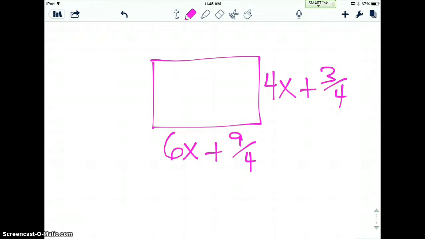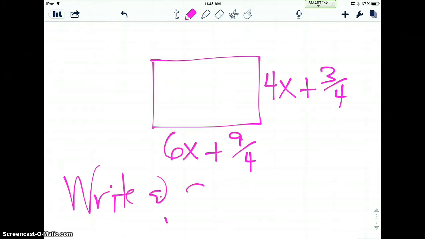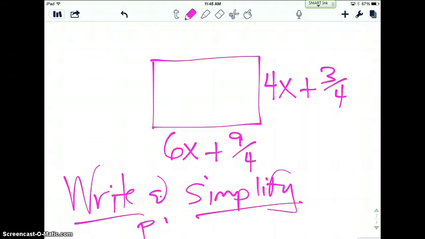Okay, so you're given that information. And then I want you to write and simplify. So two things. An algebraic expression for the perimeter of this rectangle. Okay, first thing, perimeter. In your head, when I say perimeter, you should have an idea, no matter the shape, of what has to happen when we find the perimeter of a shape.